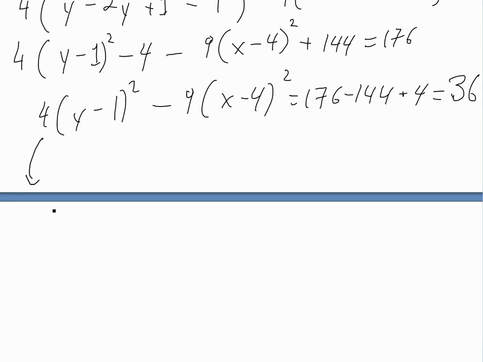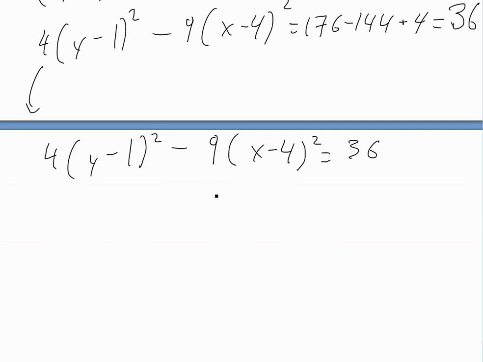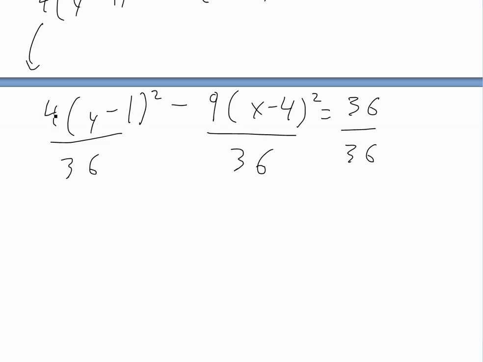And then from here, we're going to write this all simplified. We're going to have 4y minus 1 squared minus 9x minus 4 squared equal to 36. Divide everything by 36 to make it a 1. So this is going to be 1 over 9, and this is going to be 4, because we know that 9 times 4 is equal to 36.